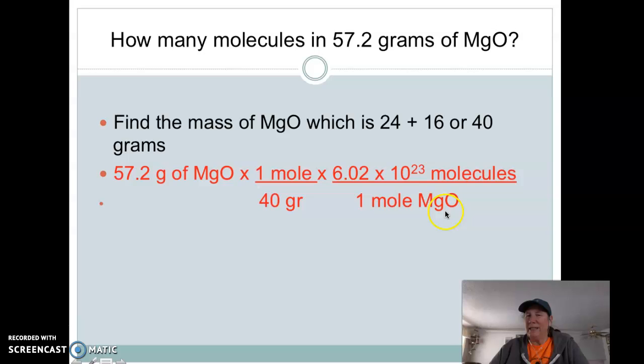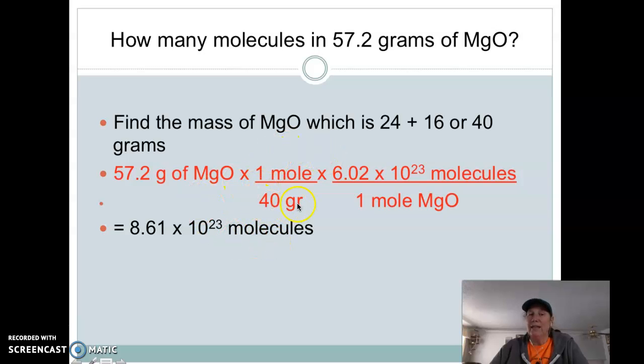So 1 mole of magnesium oxide, 1 mole of any substance, it doesn't matter what it is, has Avogadro's number of molecules. Okay, so to solve this, I'd go 57.2 times 6.02, and I divide by 40, and then I tack on 10 to the 23rd. So 57.2 times 6.02 divided by 40 is 8.61. And then don't forget this. So in 57.2 grams of magnesium oxide, there are 8.61 times 10 to the 23rd molecules.